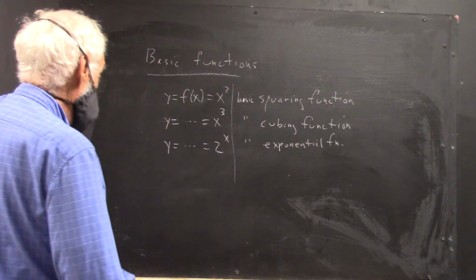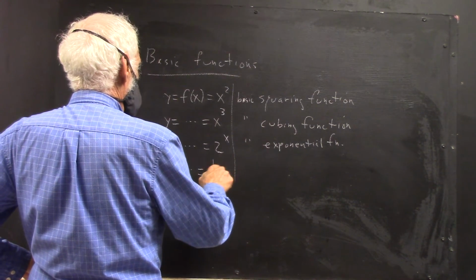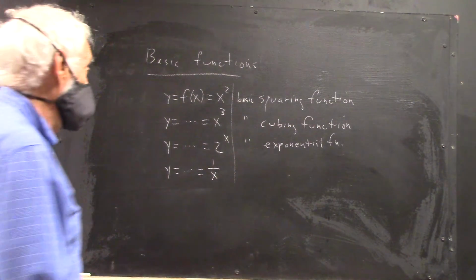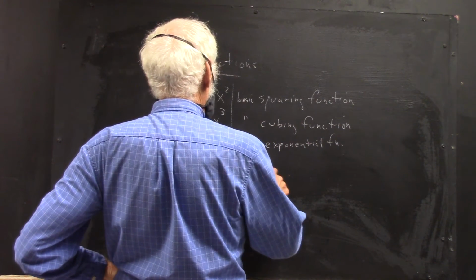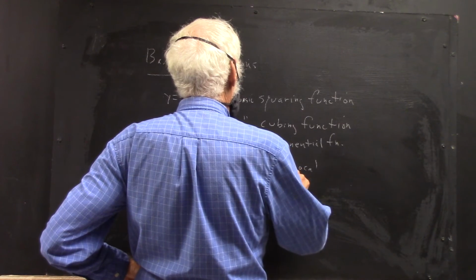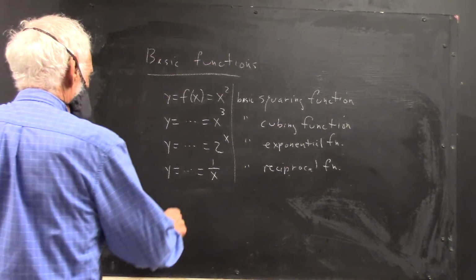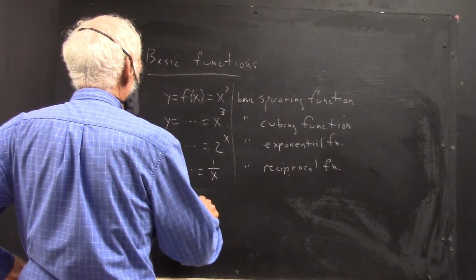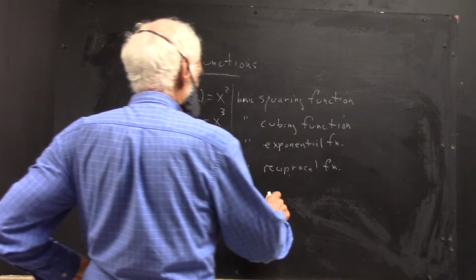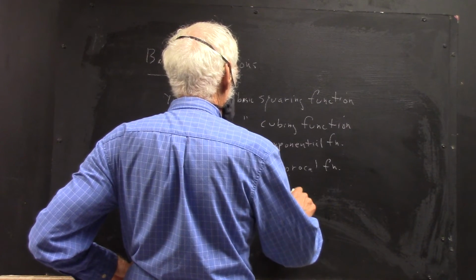We've only got 2 more to write here. Y equals 1 over x is your basic reciprocal function. Here's your basic reciprocal.